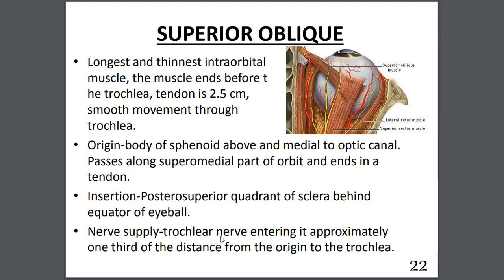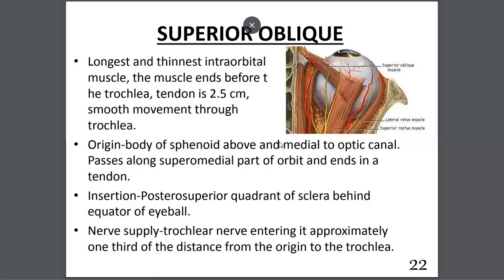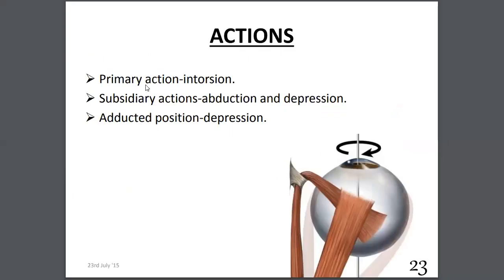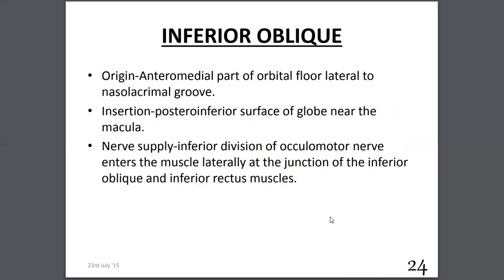Nerve supply, trochlear nerve, entering it approximately 1/3 of the distance from the origin of trochlea. Primary action of superior oblique is intorsion. Now, subsidiary actions are abduction and depression, in adducted positions, depression.